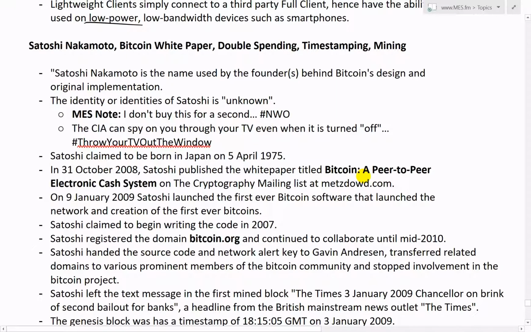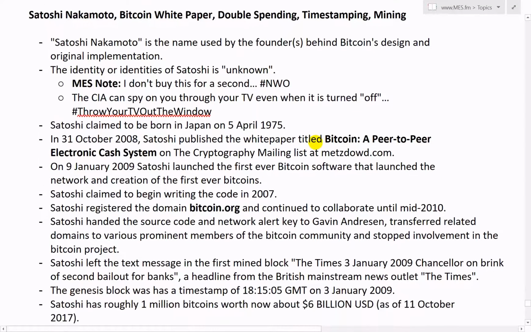So now let's look at Satoshi Nakamoto, the Bitcoin whitepaper, double spending, timestamping, and mining. Satoshi Nakamoto, in quotation marks, is the name used by the founder or founders behind Bitcoin's design and original implementation. The identity of Satoshi is unknown.